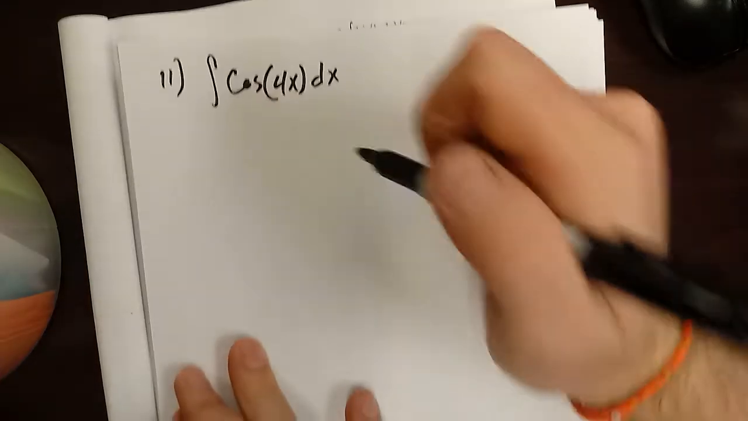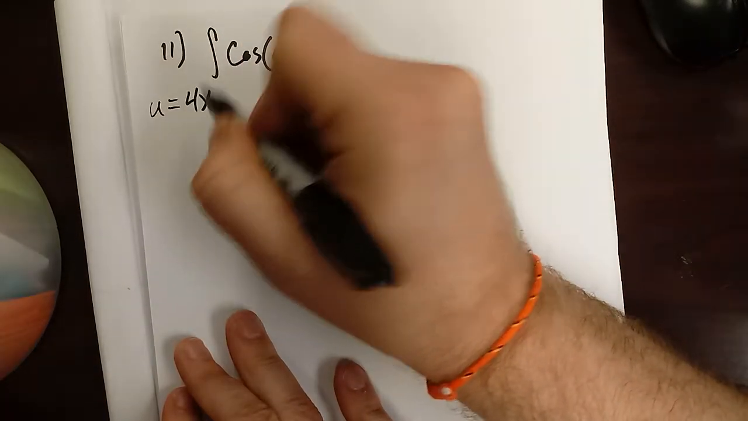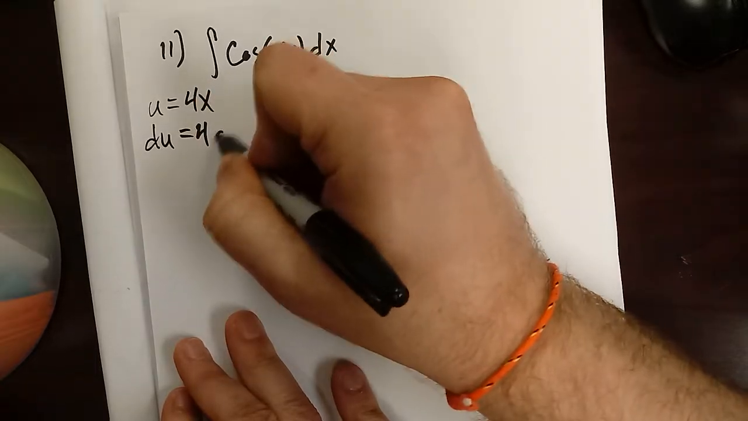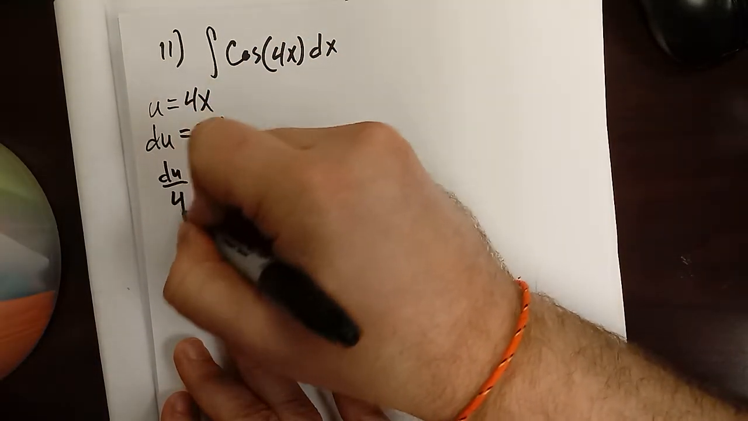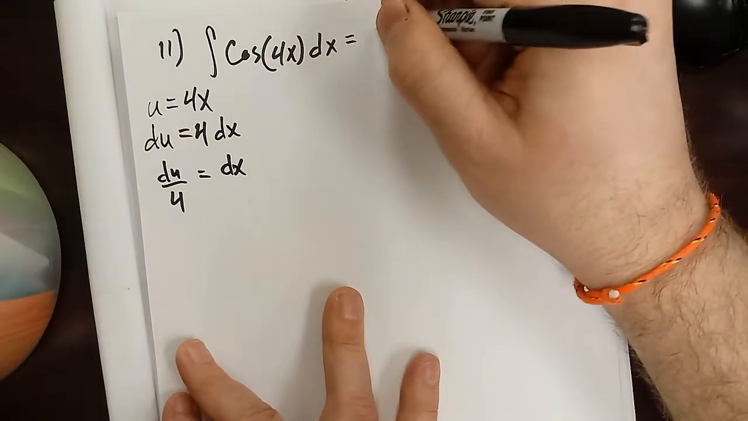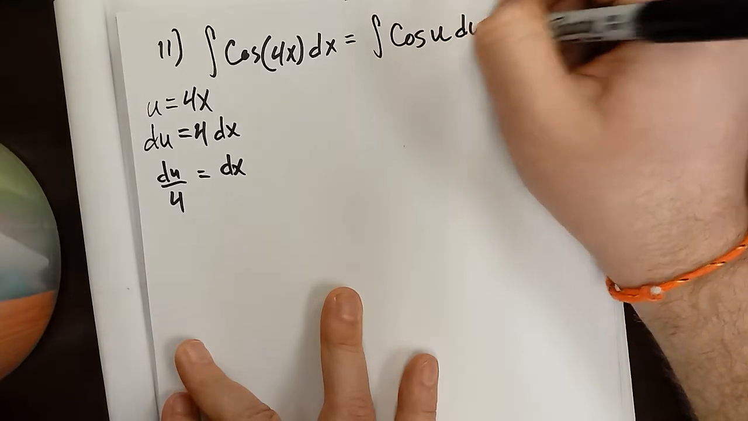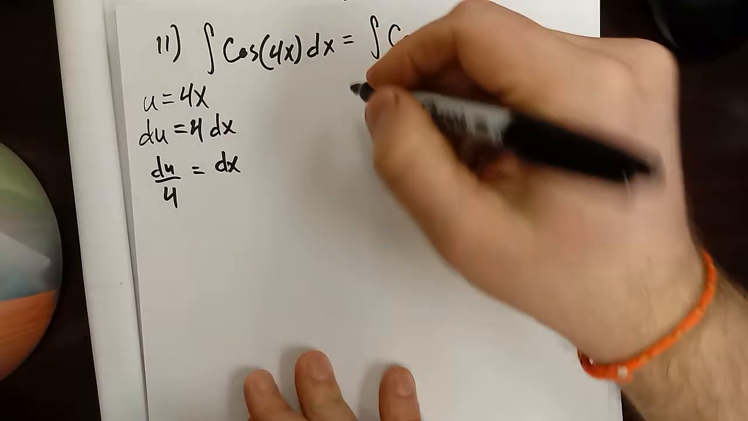So I'm going to say, okay, make the inside u, right? u is equal to 4x. That makes du dx equal to 4, and then we'll multiply by the dx. And then we'll divide both sides by the 4, so we get du over 4 is equal to dx. So when I go up here and do my replacement, I get cosine of u du over 4. I can pull the 1/4 out front.